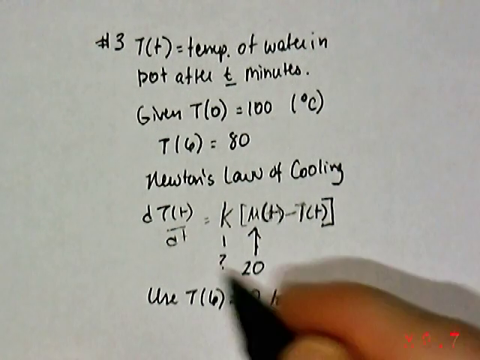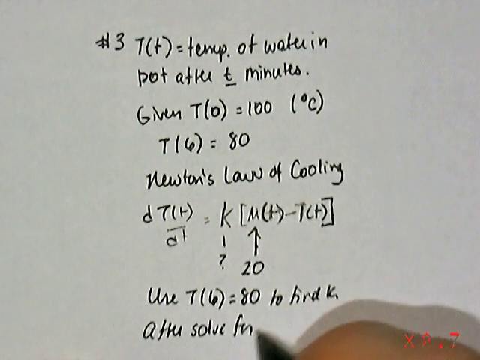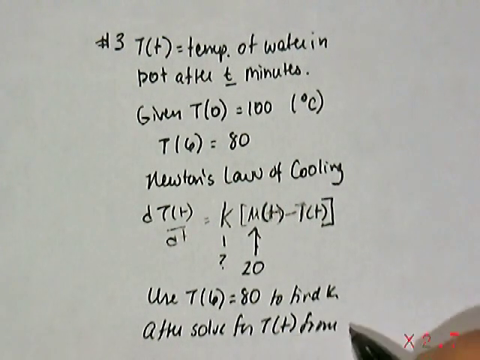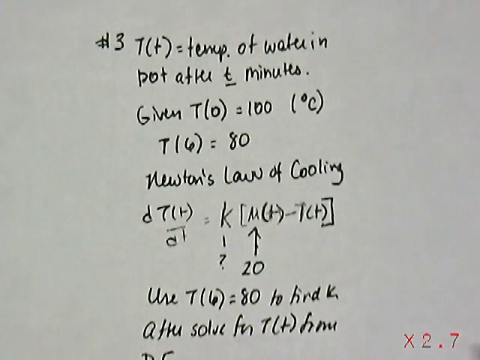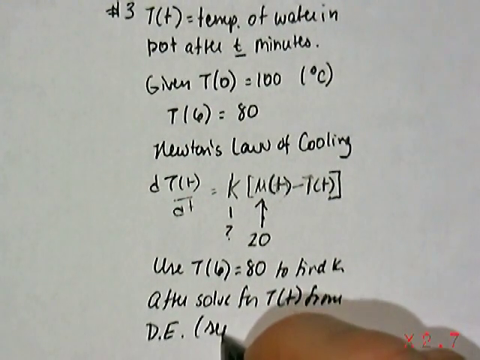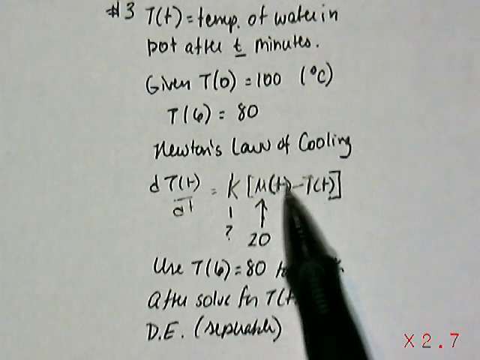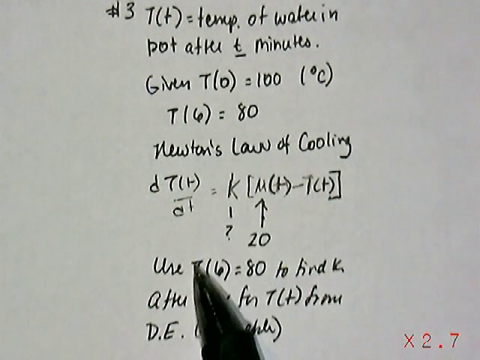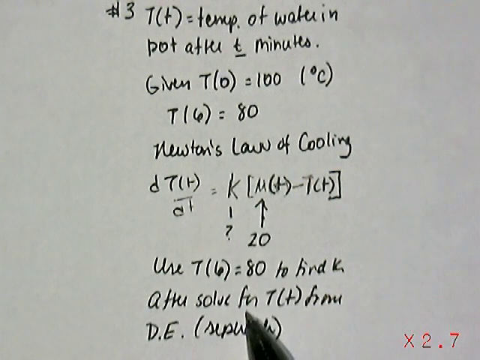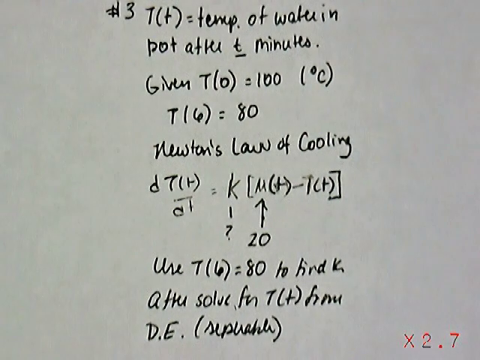But you will do that after you solve for T of t from the differential equation, which in this case will be separable. So you're going to solve this, treat the K as a constant. You know this is now K times quantity 20 minus T. Solve that separable equation. Then use this condition T of 6 equals 80 to find the particular K value.